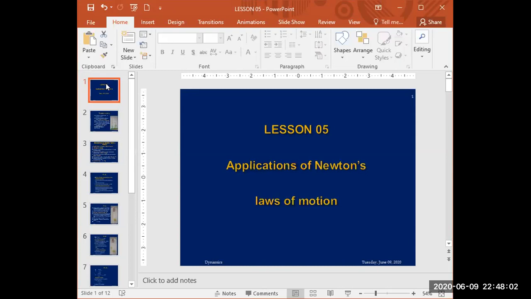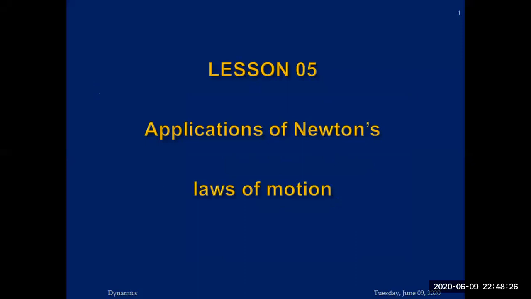Every action has a reaction. These two are equal but opposite in direction. Now, during this class, we will discuss applications of Newton's laws of motion. These are a few examples of Newton's laws of motion, and we will discuss a few applications so that we can understand what Newton's laws of motion are.